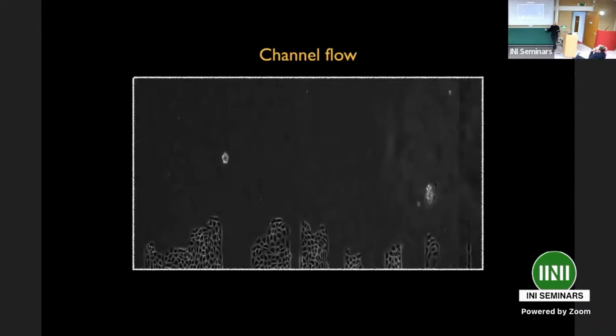So what we did was keep studying. One system that could hide a lot of information, even from a biological perspective, is the case of a channel. One wants to understand how cells move in narrow spaces. This is actually what happens, for instance, during metastasis. So we can actually characterize that.